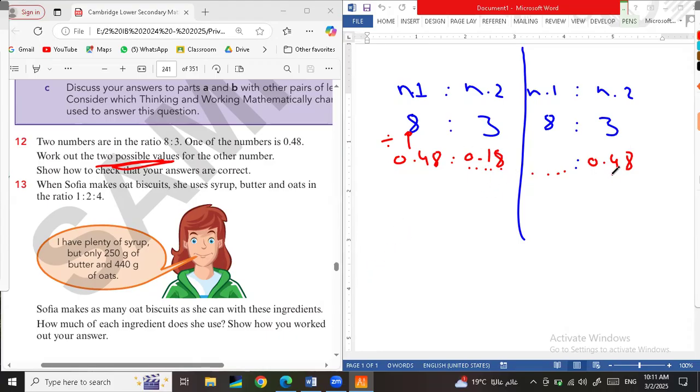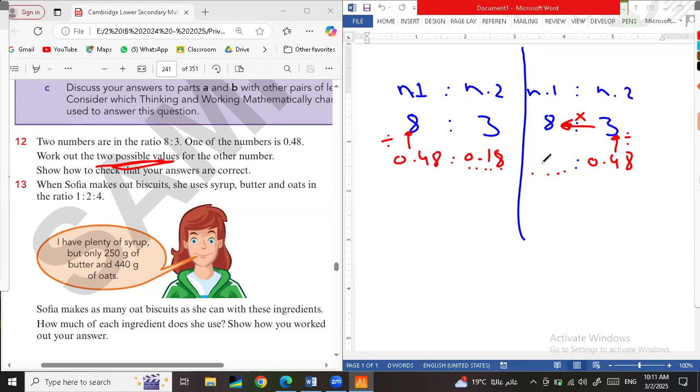Here, the second one over here, 0.48 divided by 3. What is it going to be? It's going to be 0.16. I'm going to go up, divide, 0.16. Then multiply here. 0.16 you multiply by 8. What is it going to be?